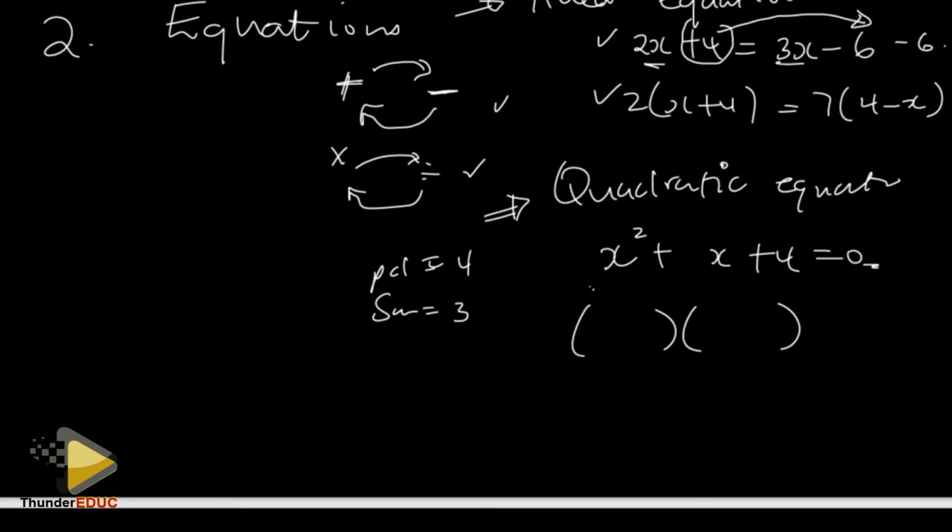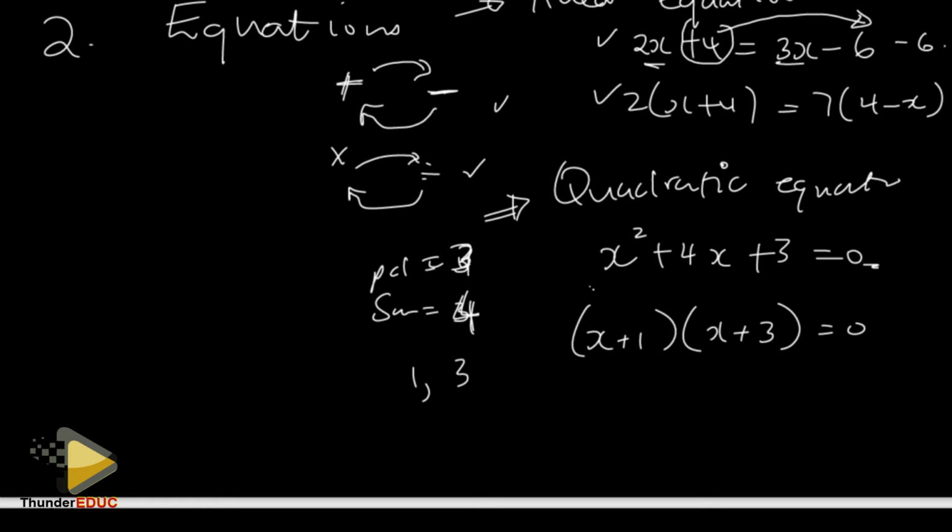Let me change this to a 4, and then I also change this to a 3. Then it will make more sense. So our product is a 3, and then the sum is a 4. So the 2 numbers are just 1 and 3. It's going to be x plus 1 and then x plus 3. This must give us a 0.